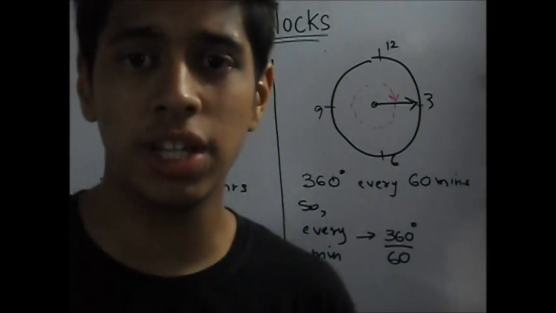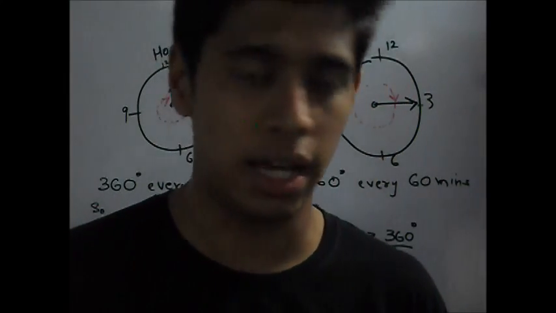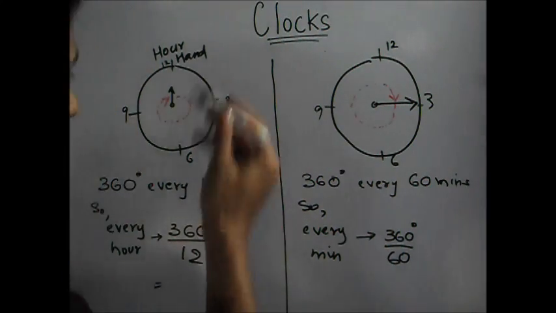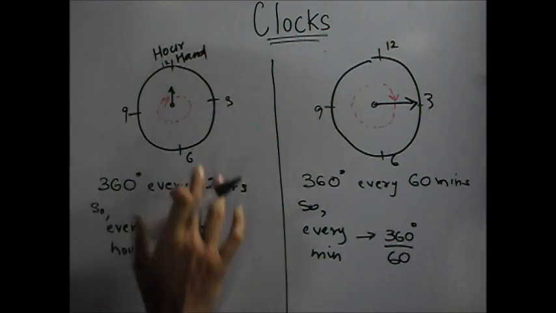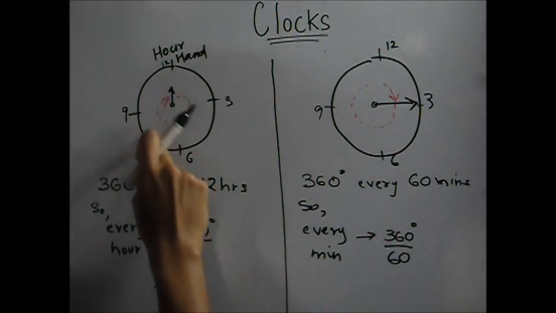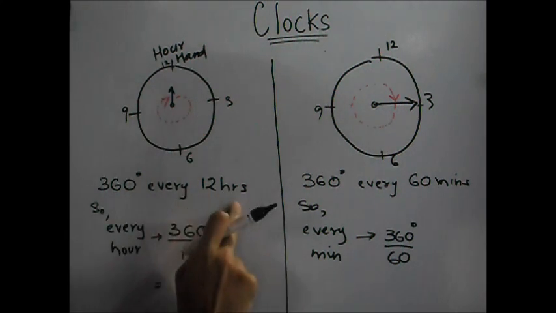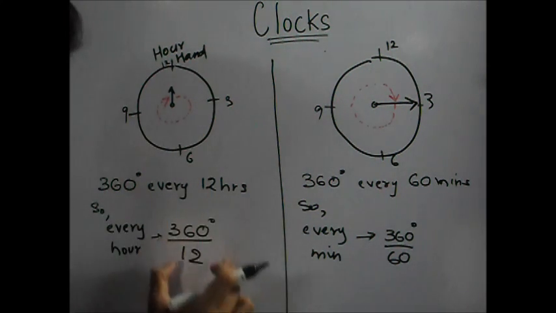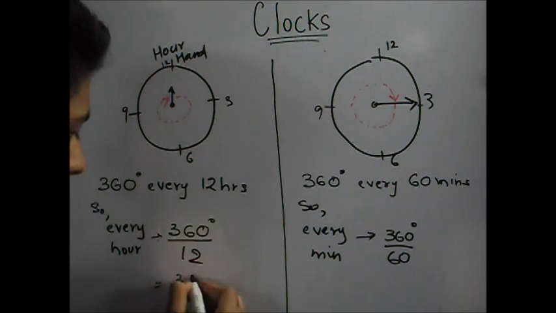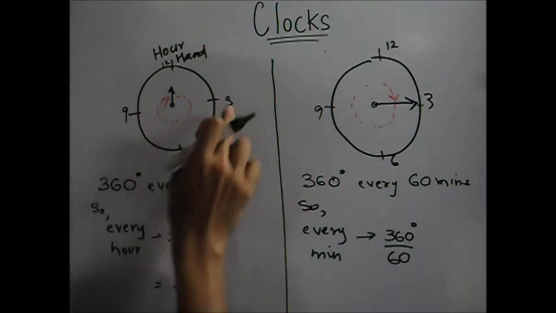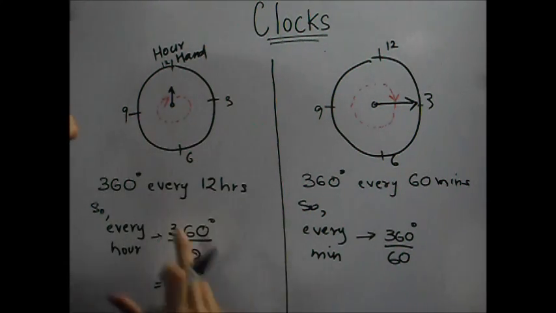Now let's see how much each hand traverses in every minute or every hour. Consider the hour hand. It starts at 12. After 12 hours, it will traverse the entire surface of the clock. So 360 degrees every 12 hours. So every hour will be 360 degrees divided by 12. If you compute this, it comes out to be 30 degrees. So the hour hand traverses 30 degrees every hour.